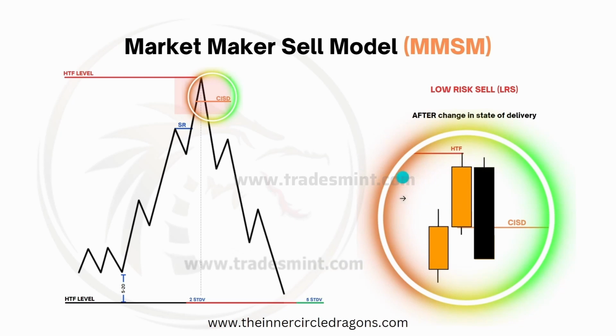So this is what our change in state of delivery would look like, where the buy program has completed its buy side delivery, and we have rejected the higher time frame level and run below the opening price of the last up close candle, which becomes our bearish order block. Now, the low risk sell will be a retracement back into the order block, and then we would see a move lower as the sell side program continues.